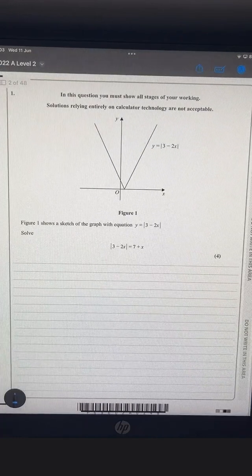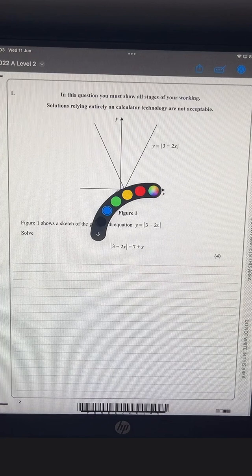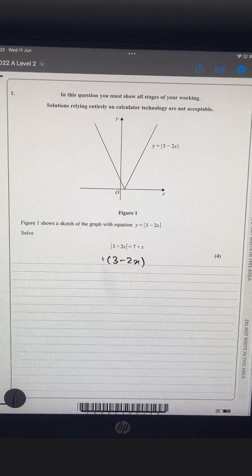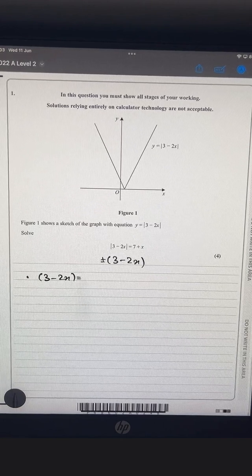So question 1, figure 1 shows a sketch of a graph with the equation y equals the modulus of 3 minus 2x. Let me just make my pen a bit smaller. Alright, cool. Solve this equation here. So whenever you're solving a mod equation, you need to imagine that this is in brackets and it can be plus or minus the thing in the mod. So the first equation I'm going to solve is 3 minus 2x equals 7 plus x.